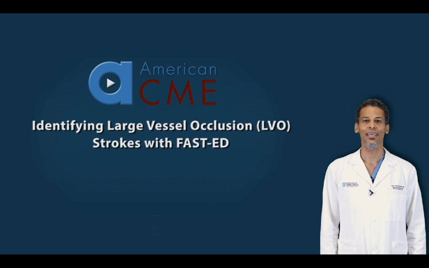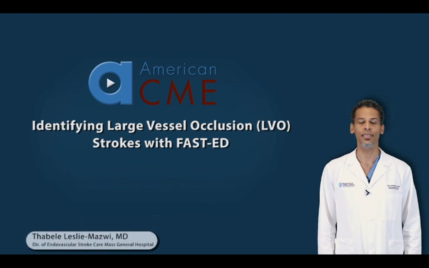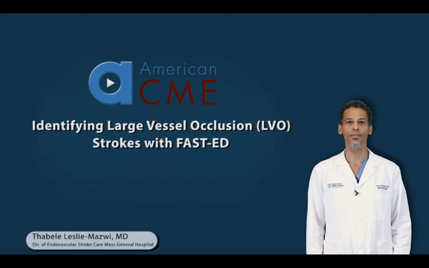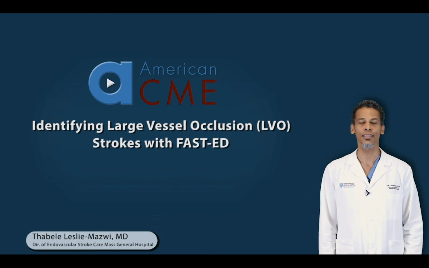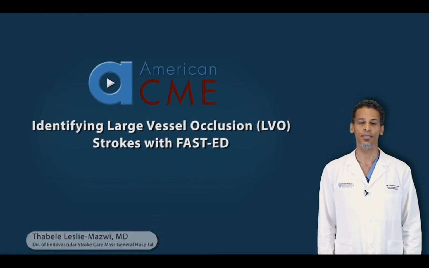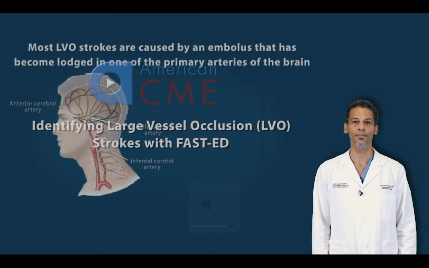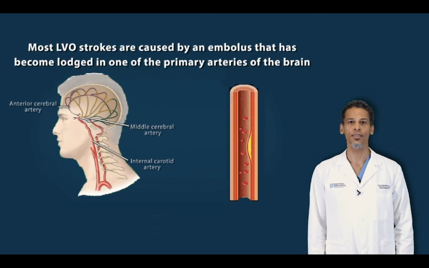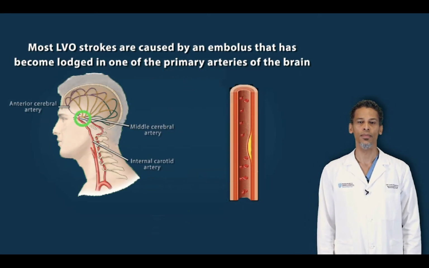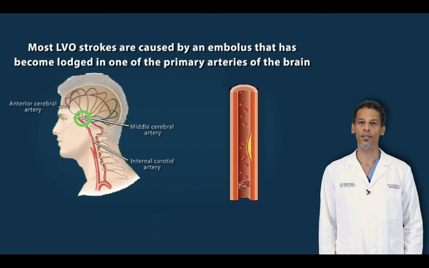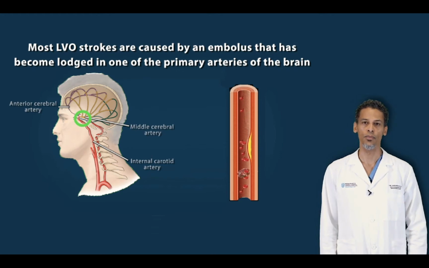Hi, I'm Dr. Bay Leslie Marsby, an American Heart Association, American Stroke Association volunteer, and a neurointerventionist at Massachusetts General Hospital in Boston. The majority of large vessel occlusion strokes are caused by an embolus that's traveled from another location in the body and become lodged in one of the primary arteries of the brain.